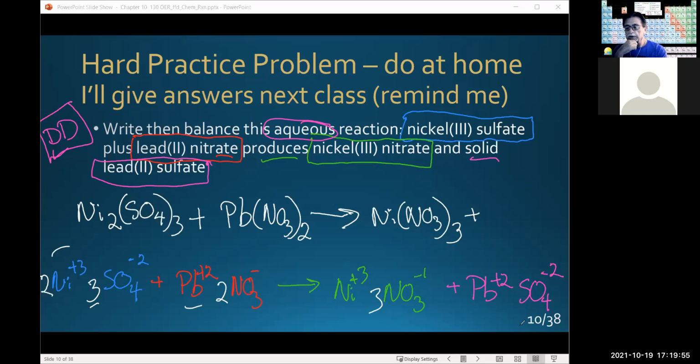They both have a magnitude of 2, +2 and -2. So we can simply put them together as a 1-to-1. And we know that this is a solid. All right. Everybody else is aqueous, AQ, and so is the nickel 3 nitrate.